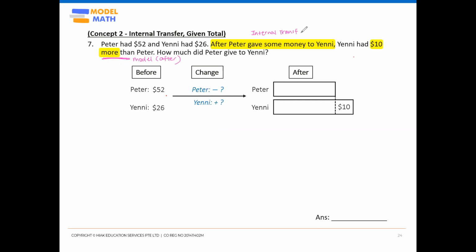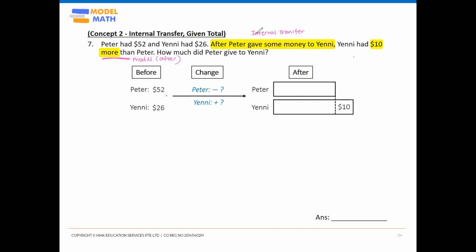Now we have internal transfer versus external transfer. I'm just going to give you an example. External, the word external means outside, going out. So external transfer means, for example, Peter gives some money to his parents. Of course, his parents are not really involved. If you notice, it's just comparing Peter versus Yenni. So Peter giving money to parents is an external transfer. Or maybe Peter spent some money away. That's also an external transfer. Right?